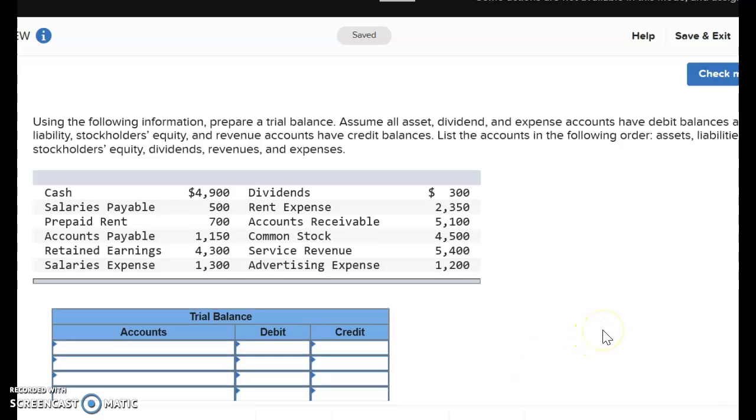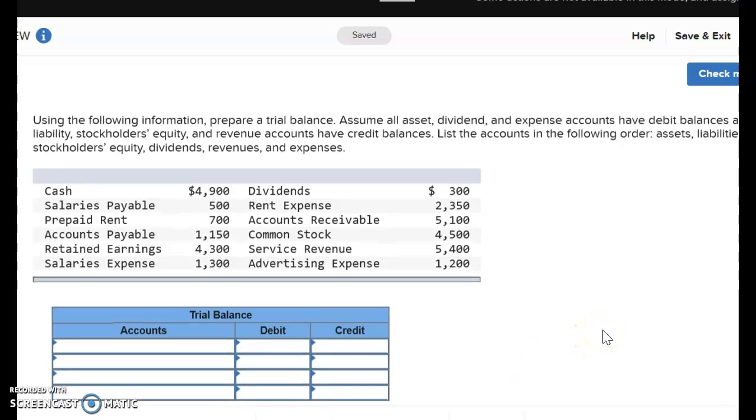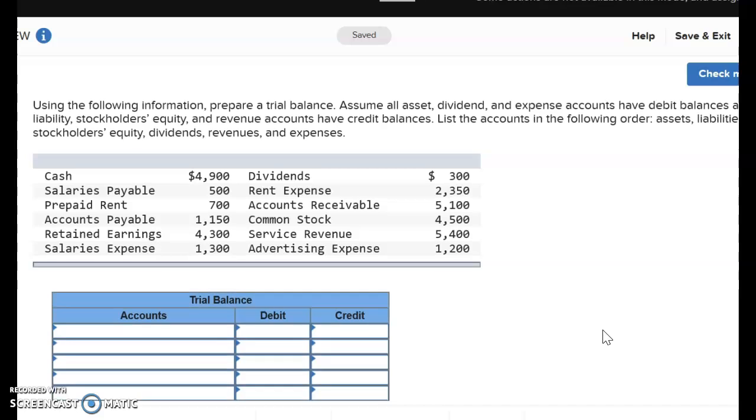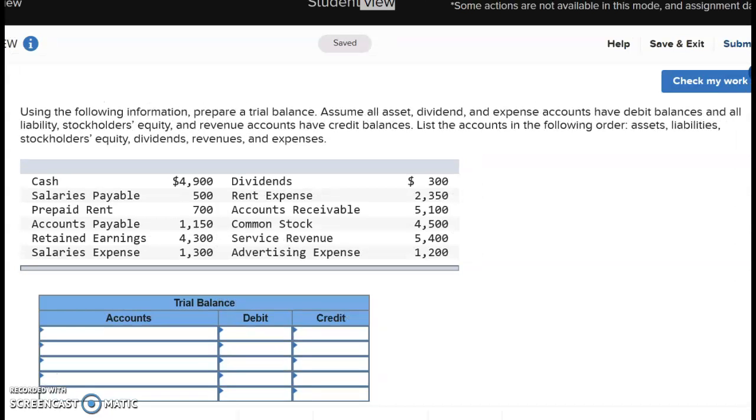use the following information and prepare a trial balance. So here's that last one. I just changed the screen size so you could see all the words.